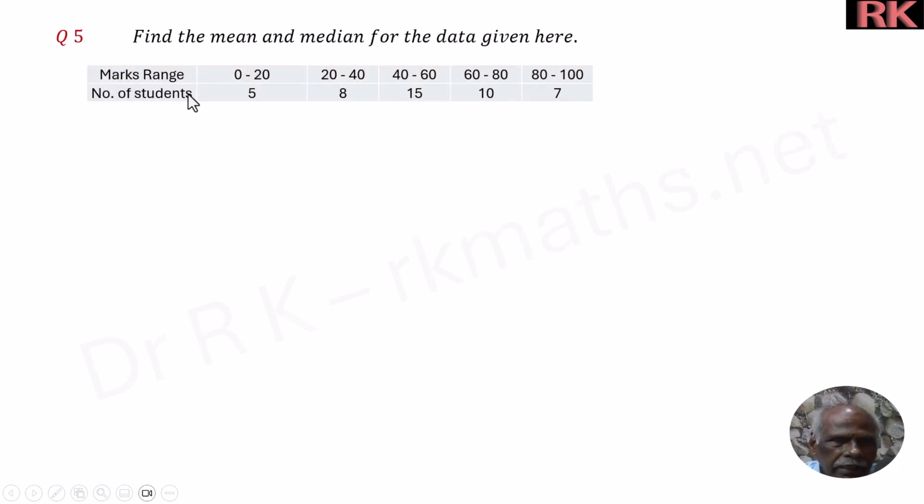Find the mean and median for the data given here. Here the data is given as class intervals. Mark range is 0 to 20, number of students, that is frequency, is 5. 20 to 40 the frequency is 8. 40 to 60 the frequency is 15. 60 to 80 the frequency is 10. And the mark range 80 to 100 the frequency is 7. Now you have to find out the mean and median for the data.